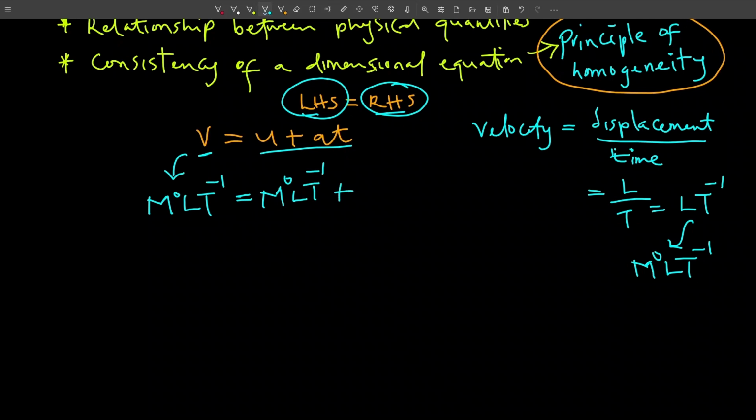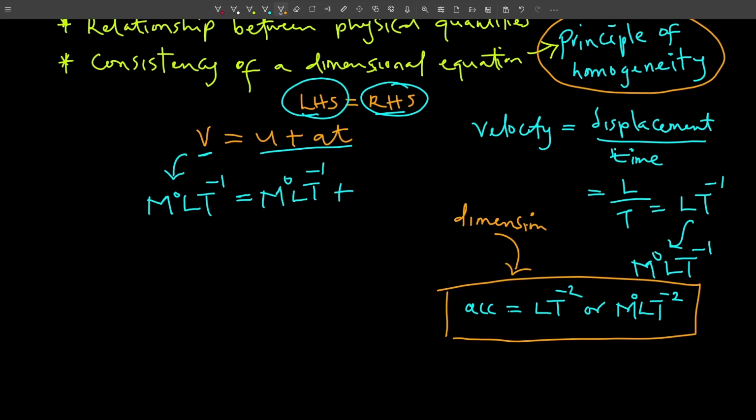I advise you to pause this video and calculate the dimension of acceleration. This over here is the dimension for acceleration. So let's plug that in. We have M raised to 0, LT raised to minus 2, that's for acceleration, times T, which means time. The dimension for time is also T, so T raised to 1. If I simplify the right-hand side, we're going to have M raised to 0, LT raised to minus 1, plus M raised to 0.